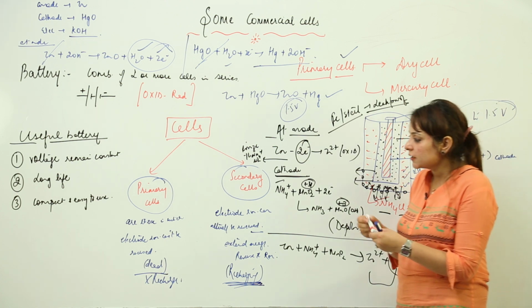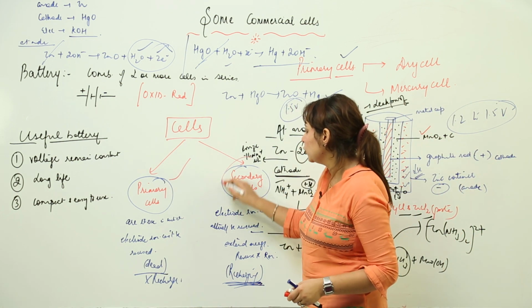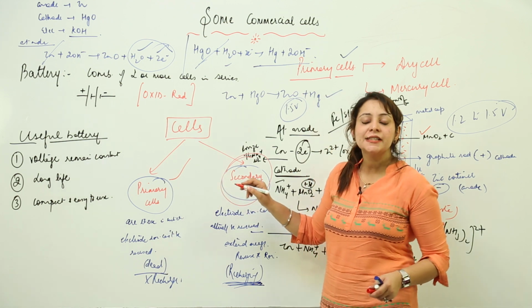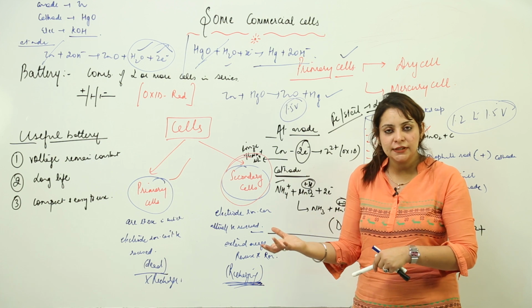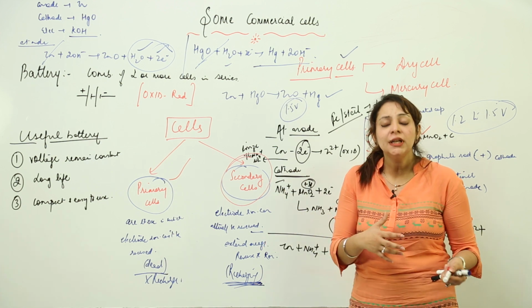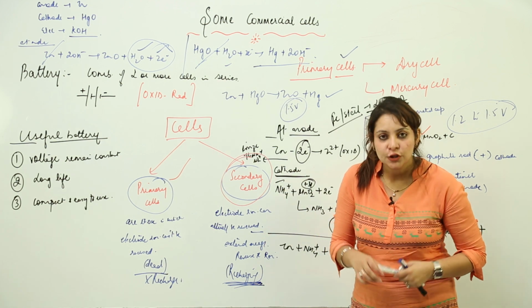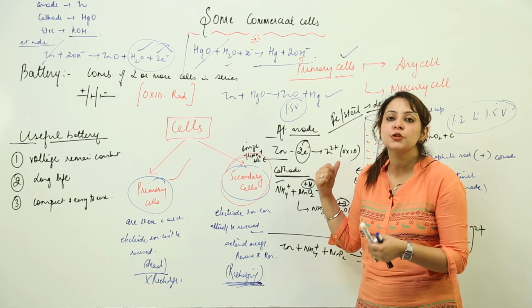So now we are going to start with the secondary cells. Secondary cells, as I told you, are the cells in which once the electrode reactions have taken place, you can reverse the direction. That means we can recharge the cell. So just look at the board, what kind of secondary cells do we get to see here.